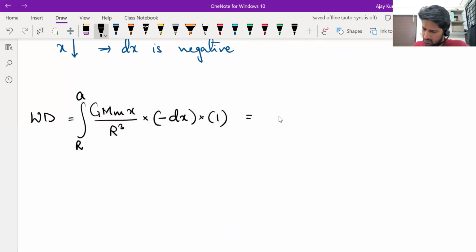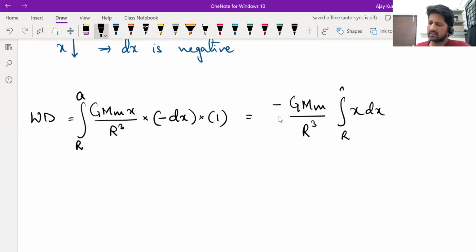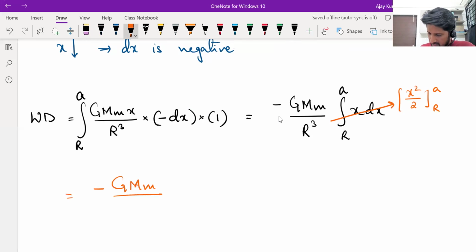Keeping the constants outside, minus G capital M small m divided by r cube. Put all of them outside. You will be left with integral x dx, limits r to a. Integral x dx is x square by 2, again limits r to a. It becomes a square by 2 minus r square by 2. So work done turns out to be minus GMm by 2r cube, I'll keep the 2 outside, into a square minus r square. And this is work done by what? Work done by the gravitational force.